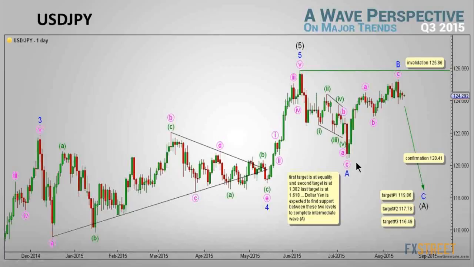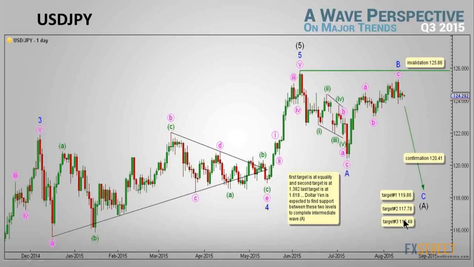Within wave A black, it's expected that waves A and B blue are complete, and wave C blue is starting to unfold downwards, with A blue unfolded as a zigzag labeled A, B, and C pink, with A pink unfolding as a leading diagonal labeled waves 1 through 5 green, and B blue unfolded toward the upside as a zigzag labeled A, B, and C pink. It seems that B blue is mature enough and that structure is complete, and that we should expect wave C blue to unfold toward the downside in a 5-wave structure to complete wave A black.